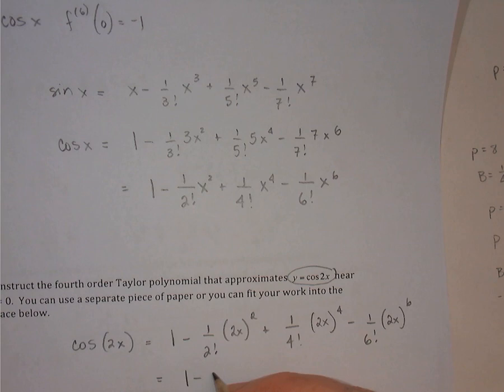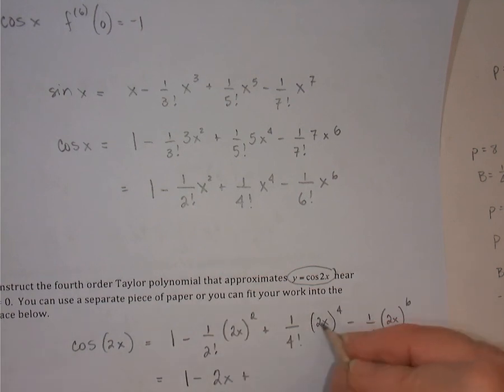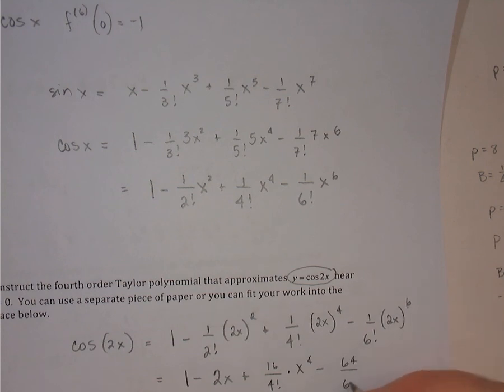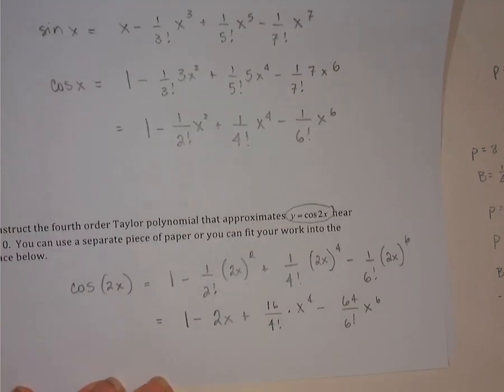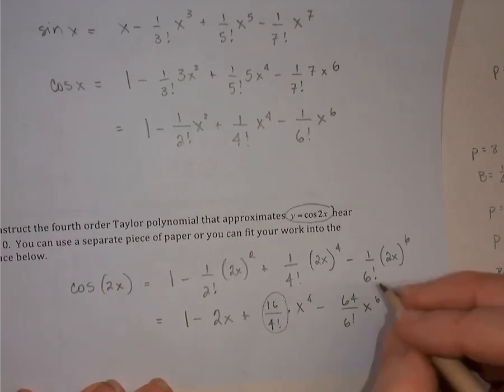So this is going to give us, this is just going to be 1/2 times 4. So that's 2x squared plus, and this is going to give us 16. So I'll do this out. 16 over 4 factorial x to the fourth. And this is going to give us 2 to the sixth is 64. Boy, I don't feel like doing this. x to the sixth. But anyway, that should work as well. Yes, you do have to simplify those.